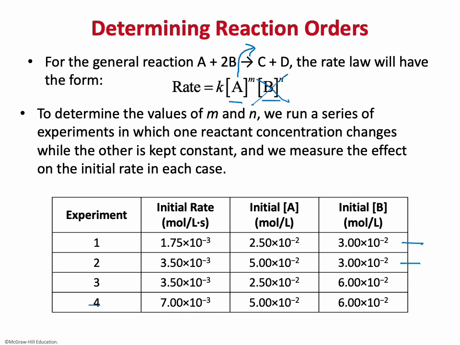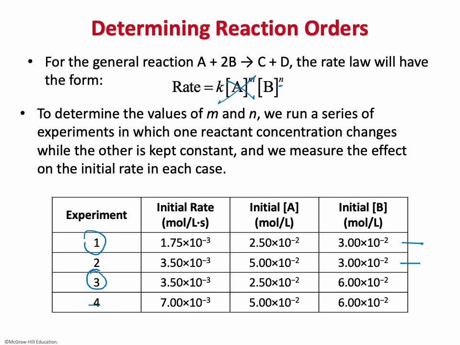Okay, now let's say I've solved for M, and now I want to solve for N. To solve for N, I want to get rid of A, so I will choose the experiments where A is constant. For example, experiment number 1 and experiment number 3, where A is not changing. So I will choose these 2 experiments when solving for N.